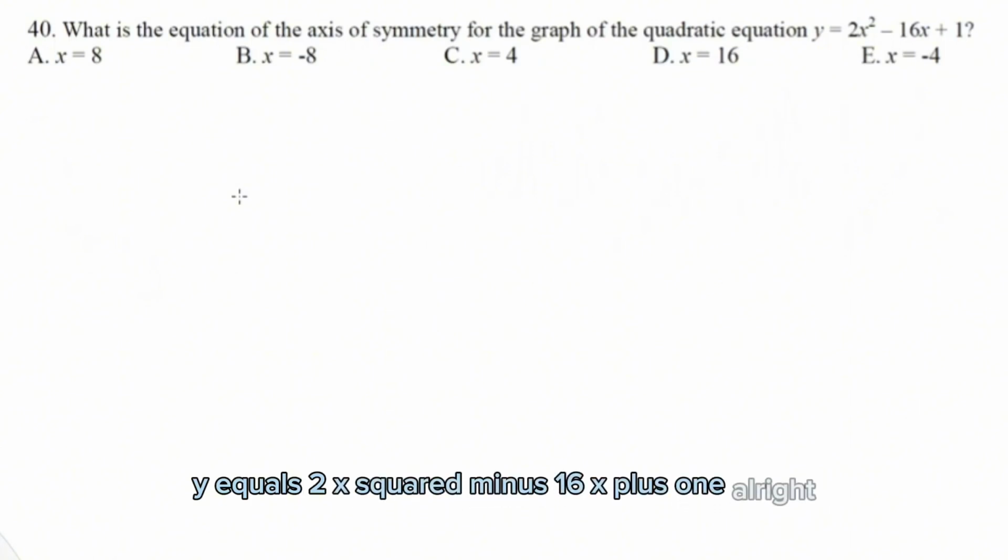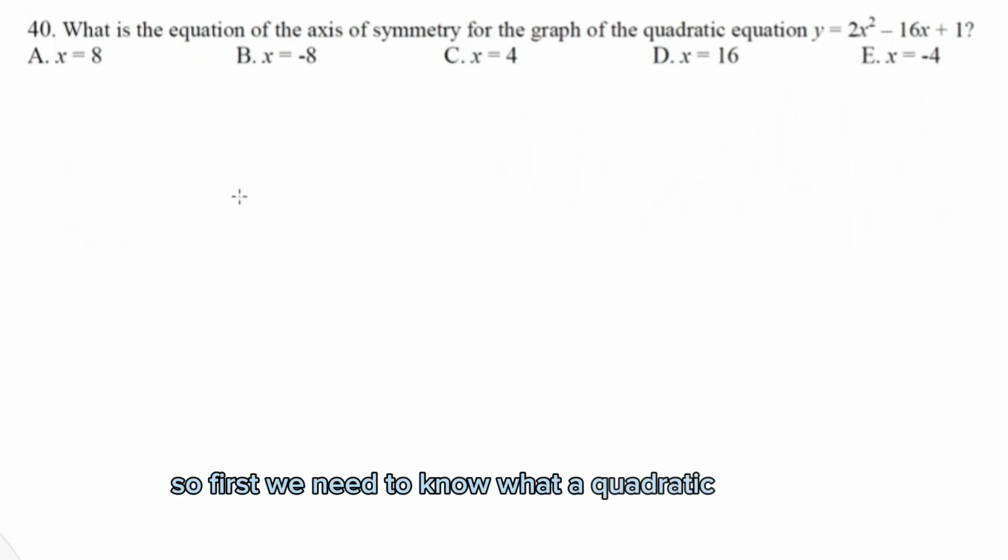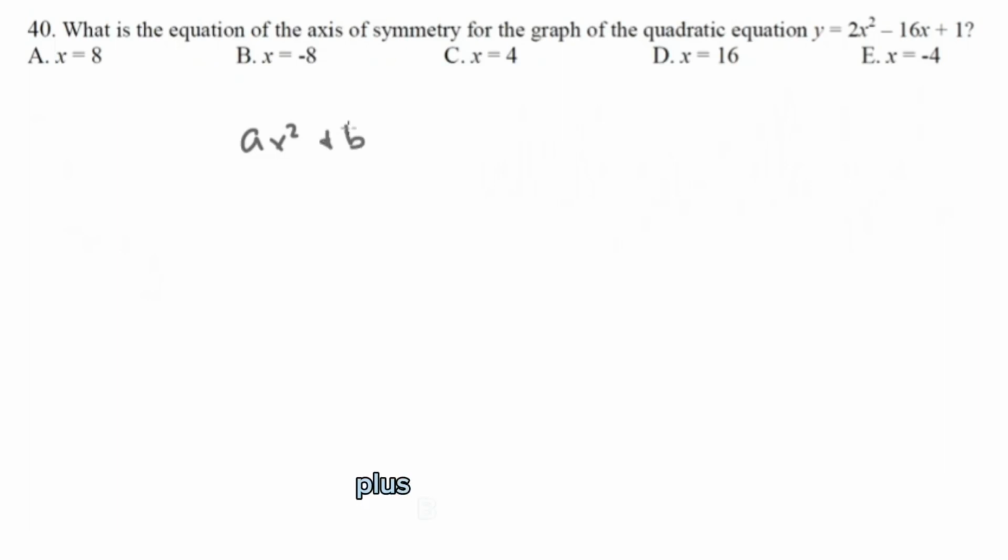Okay, what is the equation of the axis of symmetry for the graph of the quadratic equation y equals 2x squared minus 16x plus 1? Alright, so first we need to know what a quadratic equation is. A quadratic equation in standard form is always written as ax squared plus bx plus c. Now, how would you graph this? Because they're asking for the graph of the quadratic equation.